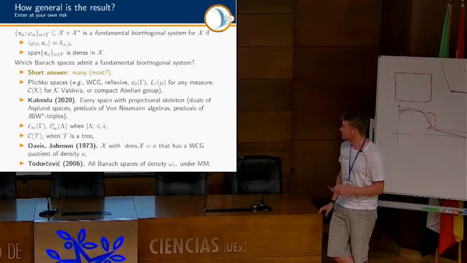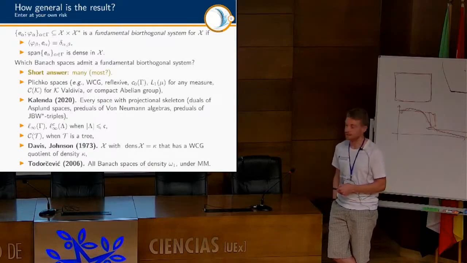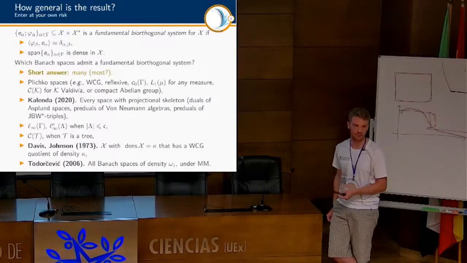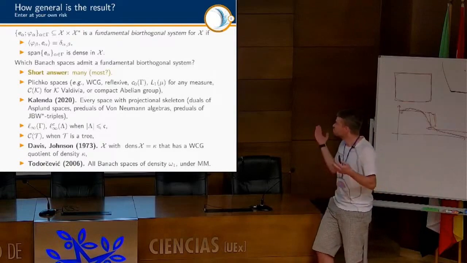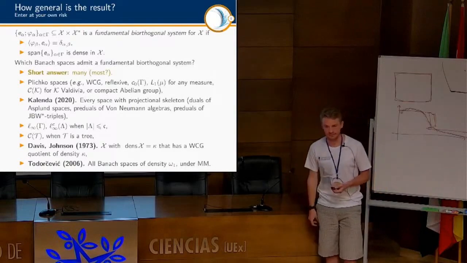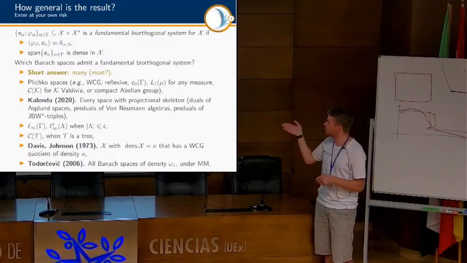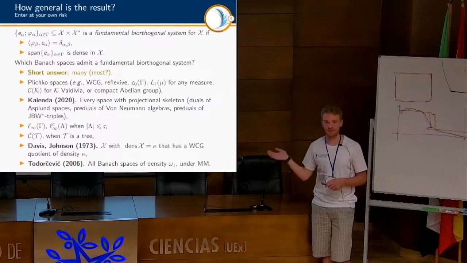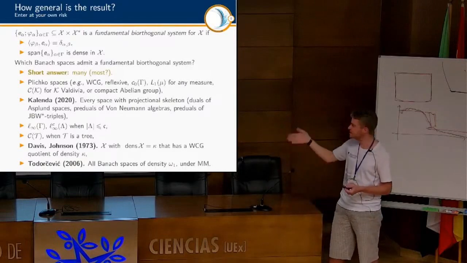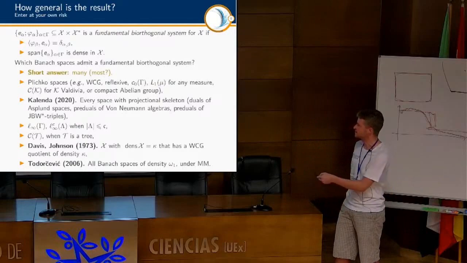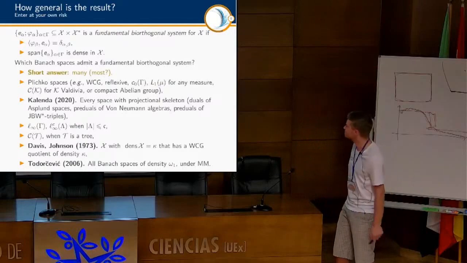And here comes the most striking claim. If you assume Martin's Maximum, this is true for all spaces of density omega 1. This is a beautiful result by Todorcevic. So, it's a list. There are more, and we mention all of them in our paper with the references and so on. If you know what this list means, fine. If not, stop here, and that's enough.